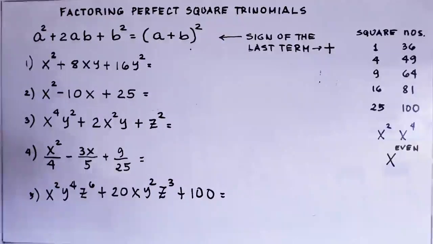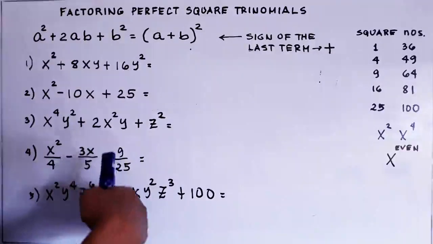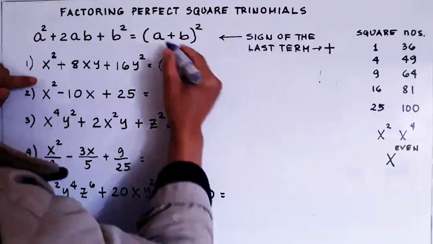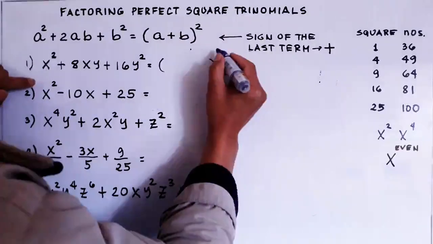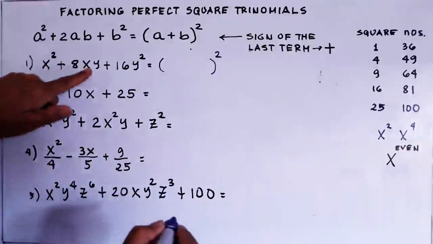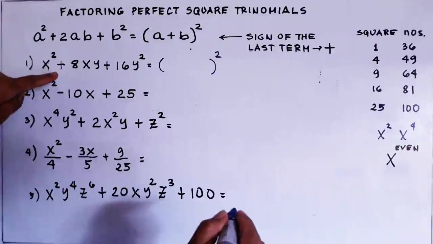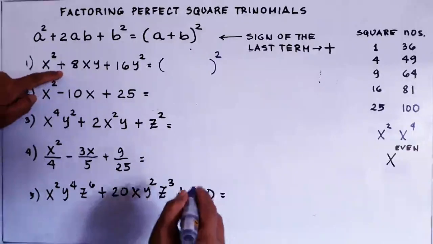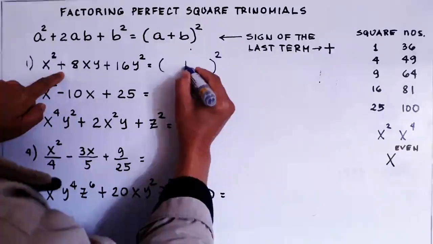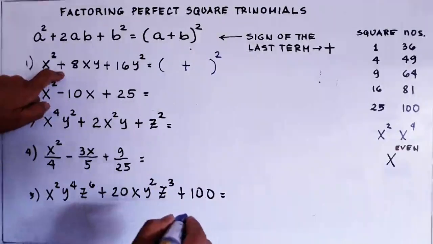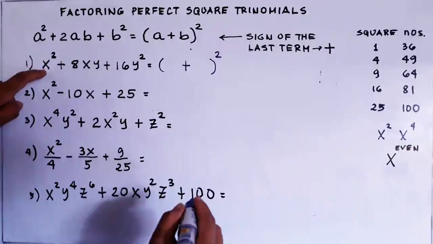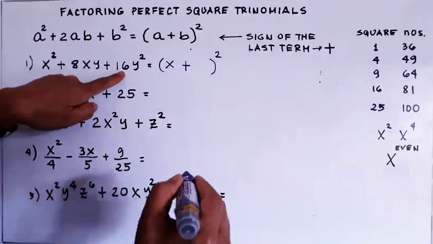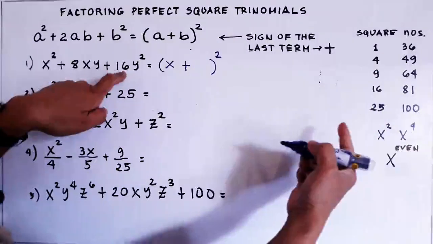So let's start factoring this one, and we are assuming that they are perfect square trinomials. So here, we follow that one, and then square. And then, what's the sign of the middle term? Let us follow the sign of the middle term, or the second term. That is positive, so we put the plus here. We take the square root of x squared, which is x, and we take the square root of 16, which is 4. It's a square number.